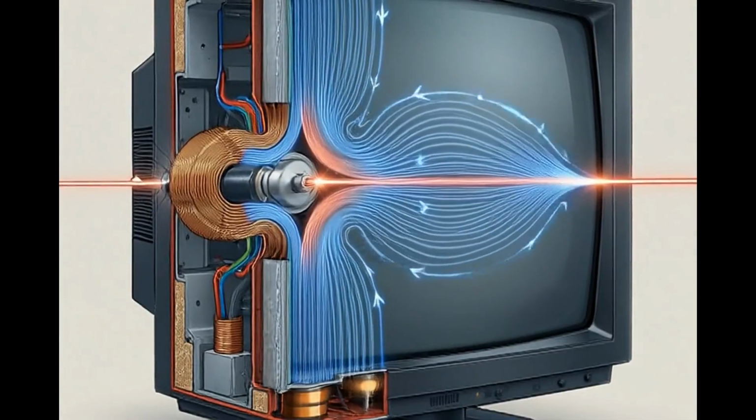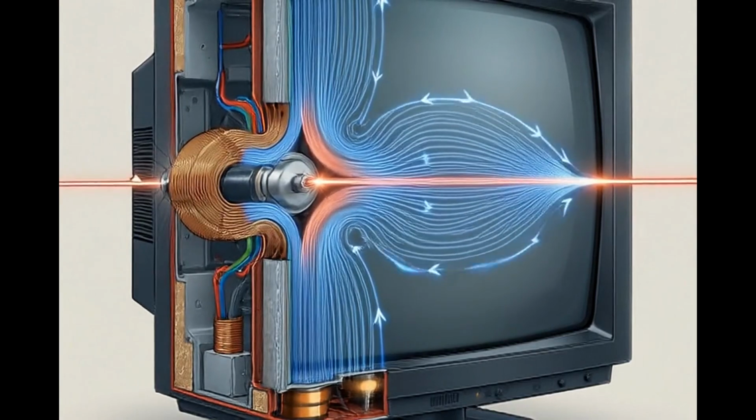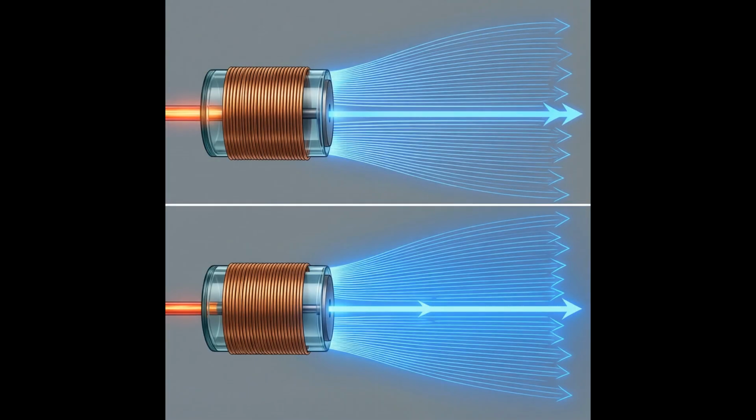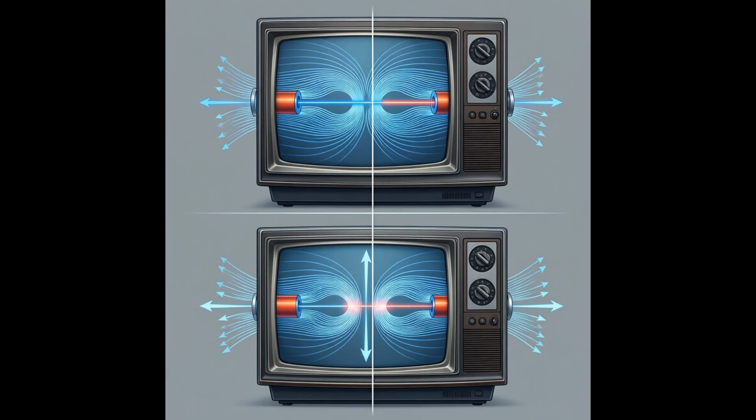When current flows through the horizontal deflection yoke, it creates a magnetic field that pushes the beam from left to right in a rapid scanning motion. Simultaneously, vertical coils modulate this flow to move the beam downward line by line until the entire phosphor screen is illuminated. Consider the contrast with electrostatic steering used in oscilloscopes.